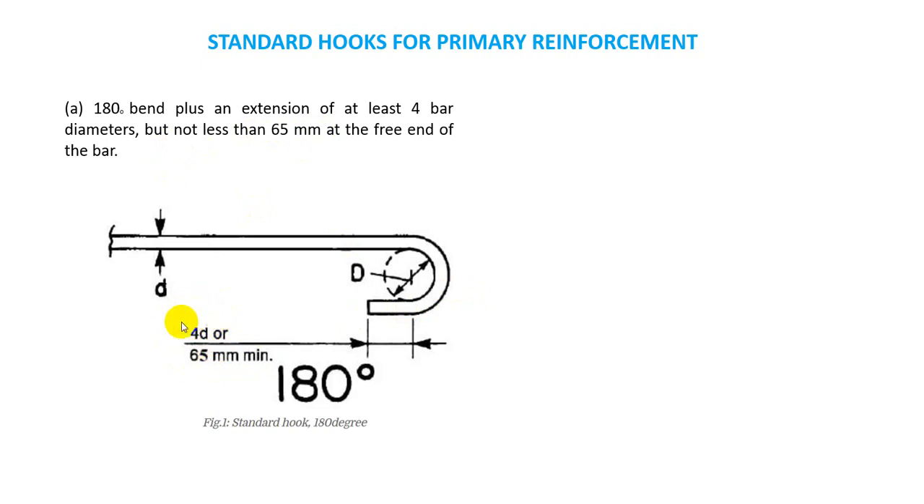Suppose we are using 4D, but the value of 4D is less than 65 millimeter. Then we have to use a minimum of 65 millimeter. Okay.